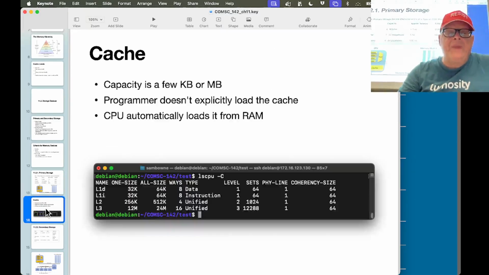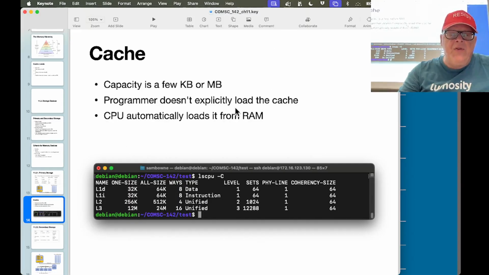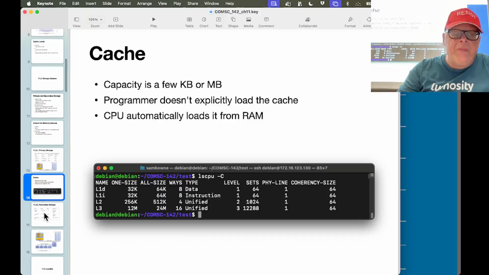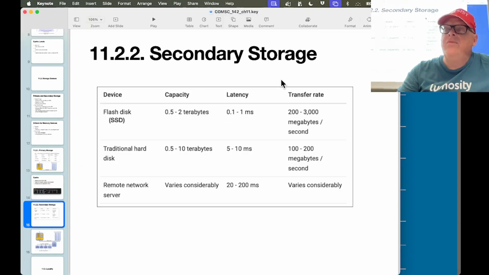That's the issue. So the cache has a few kilobytes. You can use lscpu to see how much cache you have. Here's what it had in one of my virtual machines. It had level 1 of 2 types, level 2 and level 3. And as you can see, it's not that big: 32K for level 1, 256K for level 2, 12 megs for level 3. So you have enough room to store things temporarily while you're working on them, but not a whole lot of room to work with.